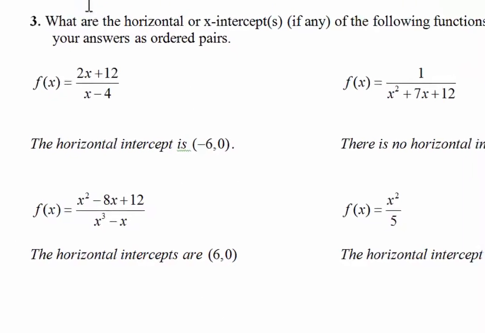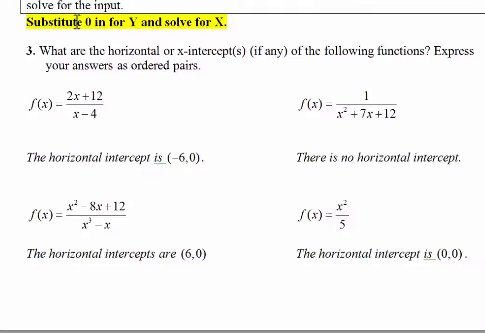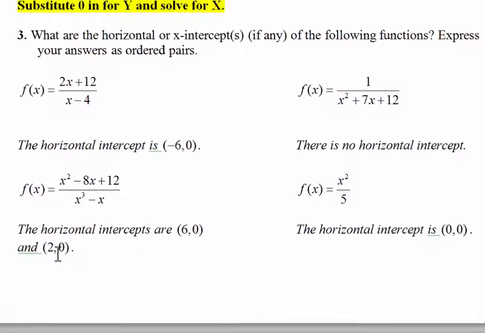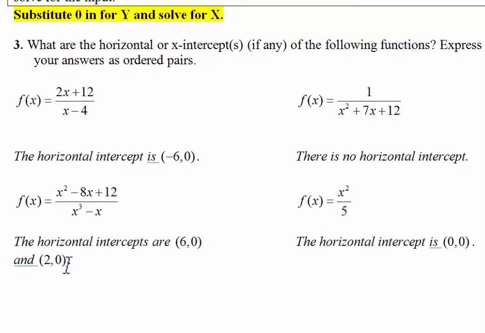So summary of our work, we were tasked with substituting in 0 for y and solving for x. And for the first problem, our horizontal intercept as an ordered pair was negative 6, 0. Our second problem, there was no horizontal intercept. Our third problem, we had horizontal intercepts at 6, 0 and 2, 0. And last problem, the horizontal intercept was 0, 0.